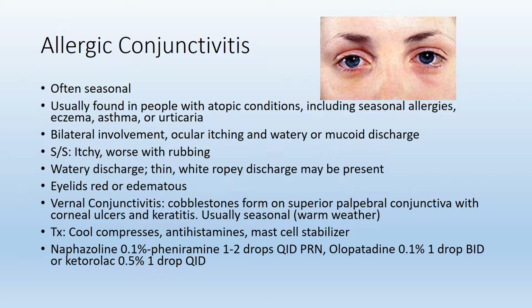Allergic conjunctivitis is often a seasonal issue, and it's usually found in people who have other atopic conditions such as seasonal allergies, eczema, asthma, or urticaria. There's bilateral involvement, ocular itching, and watery or mucoid discharge. And that discharge may present as a thin, white, ropey discharge. Eyelids may be red or edematous, and you want to look under the eyelids to see whether there's cobblestoning present on the superior palpebral conjunctiva, and whether there's any corneal ulcerations or keratitis present. Treatment for allergic conjunctivitis involves use of cool compresses, antihistamines, and mast cell stabilizers.